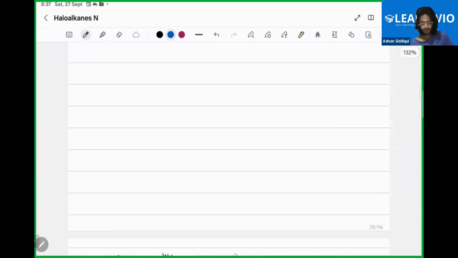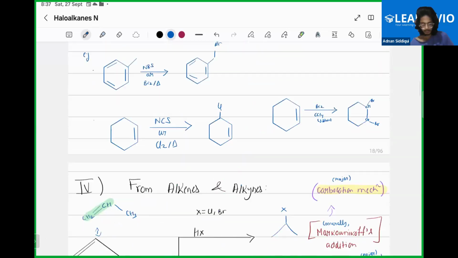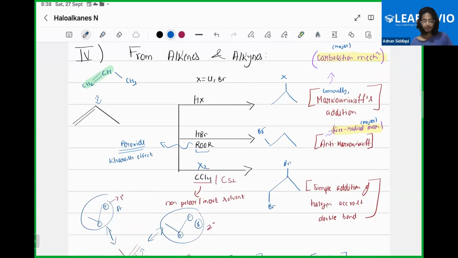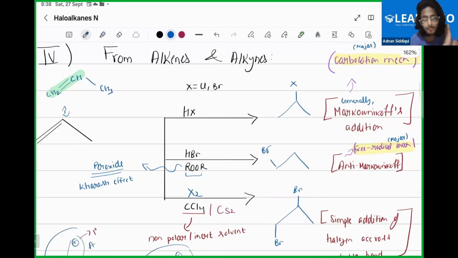Okay, so let us go back to the topics that we were discussing. Most of your questions will go by this simple approach, Markovnikov addition and anti-Markovnikov addition. If you are using only HBr or HCl, do the Markovnikov. If you are using HBr with peroxide, then do anti-Markovnikov addition. Most of your questions will go by this simple approach.